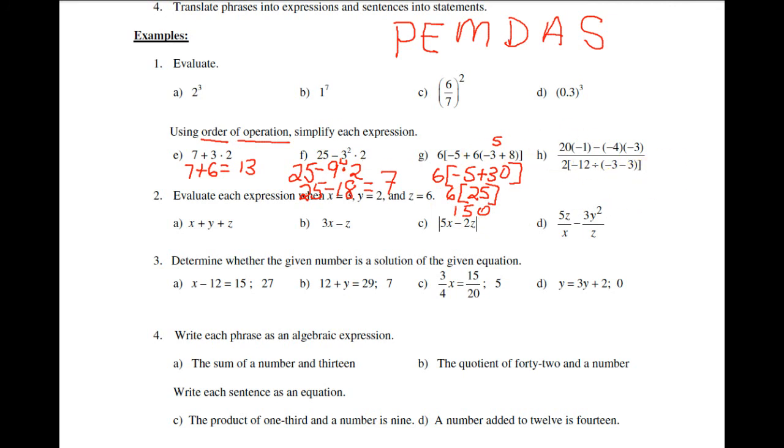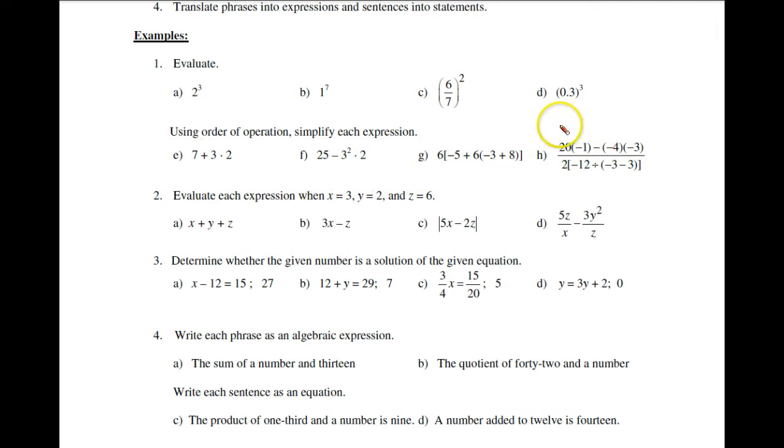And I'm going to clear this, so if you wanted to copy something down, you would pause it.